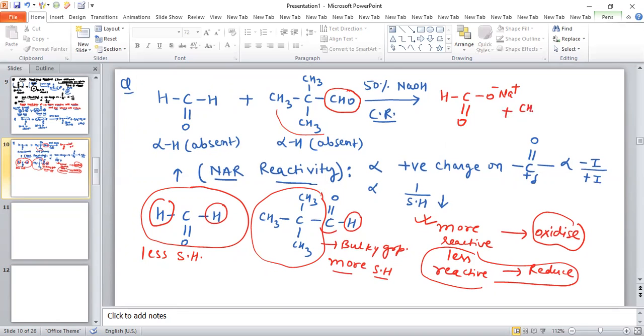So this will convert into CH2OH on this carbon, and the two more CH3 groups are there. This aldehyde will reduce into alcohol. So this is basically a disproportionation reaction. One of the products is salt of carboxylic acid, and the other product is alcohol.